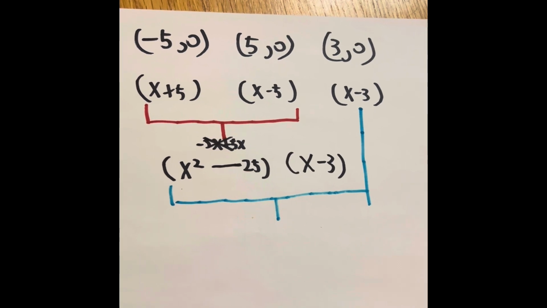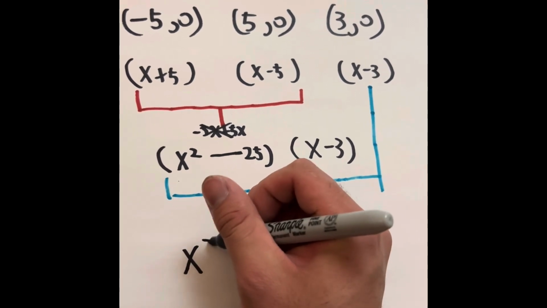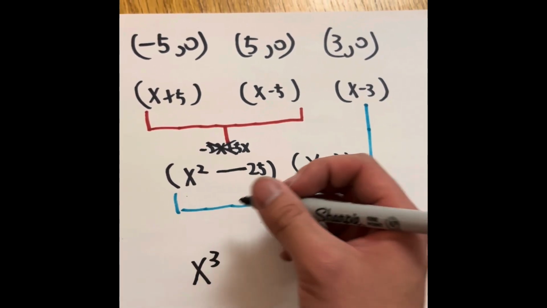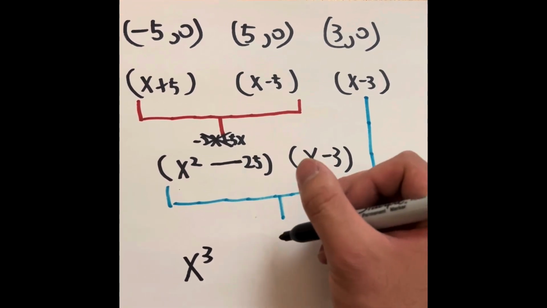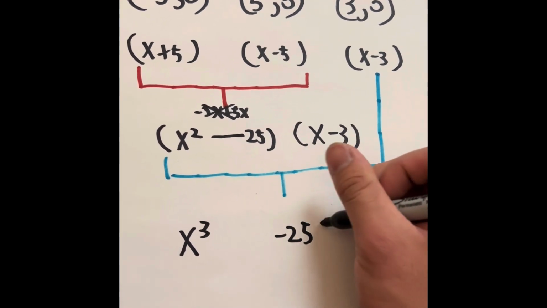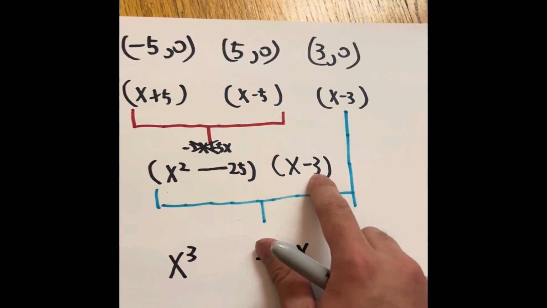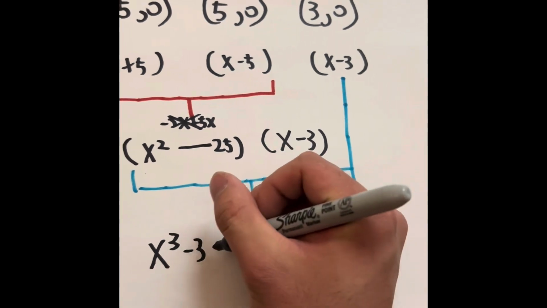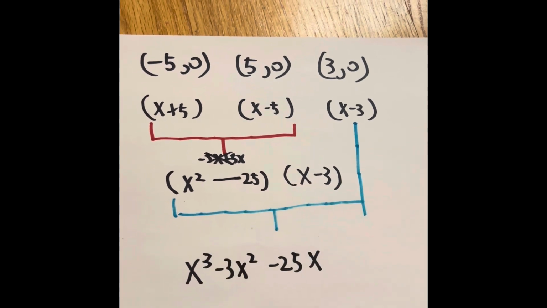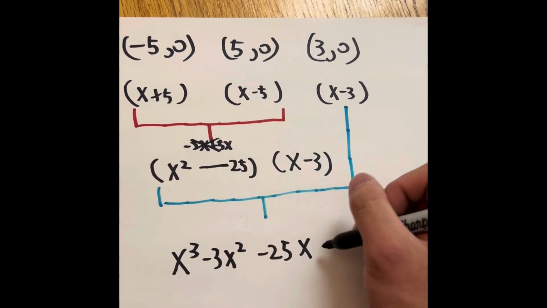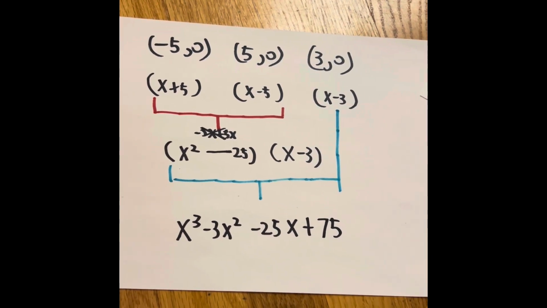We are going to multiply x squared times x is going to be x to the power of 3. Then we are going to do negative 25 times x is going to be negative 25x. Then we have to do x squared and negative 3. We get negative 3x squared. And last but not least, we are going to do negative 25 and negative 3. That is going to bring us to positive 75. So yeah, we are done. We have built our polynomial.